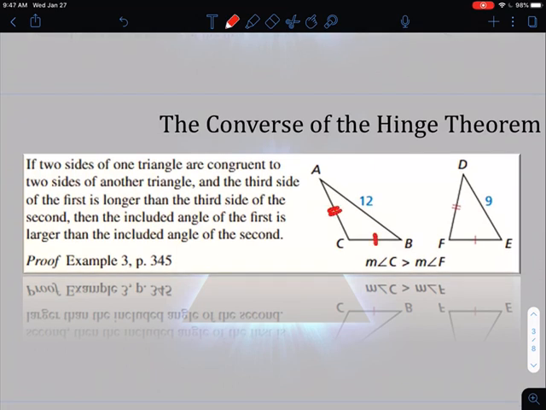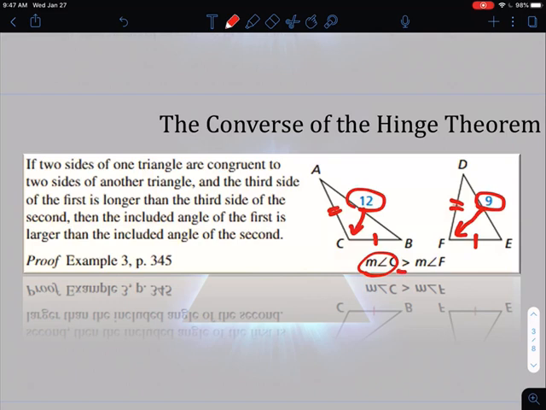If I'm looking at this triangle, two sides are fixed. So AC and BC are fixed, DF and FE are fixed. We see the little markings. Now, if I look at the two sides that they give me, AB has a length of 12, DE has a length of 9. What they're wanting to know is which angle is bigger. So across from 12 is C, and across from 9 is F.